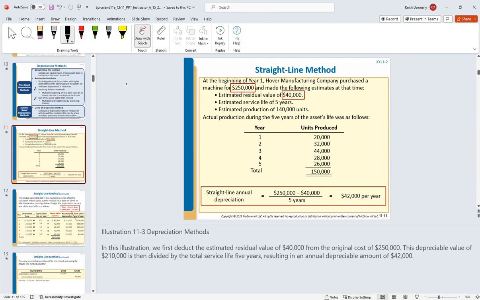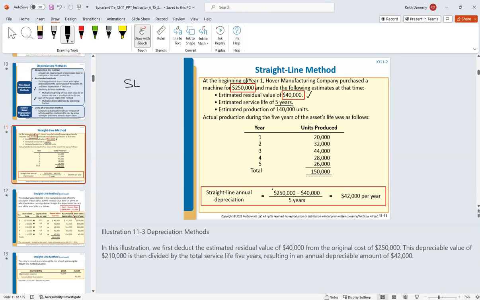We're looking at depreciation. The first method is straight line. Right, we're going to look at sort of a traditional example here. We have a manufacturing company. They buy a machine for $250,000. The residual value is $40,000, 5-year useful life, estimated production 140,000 units.